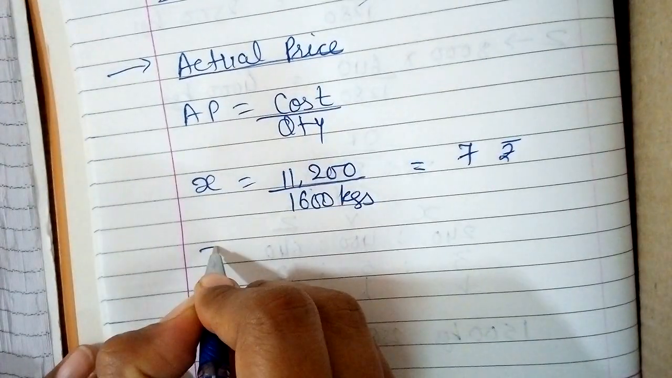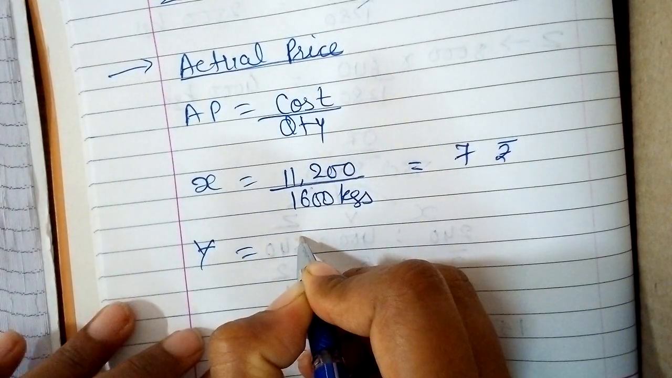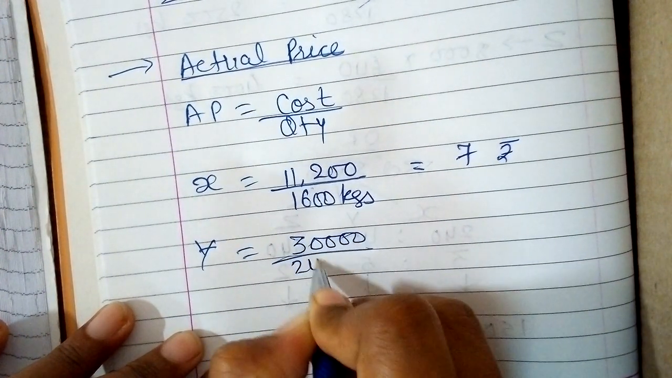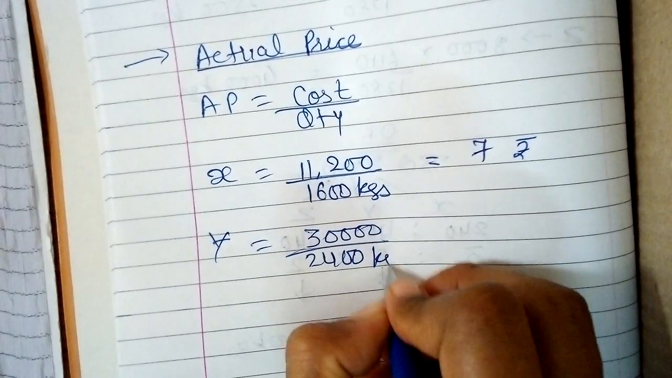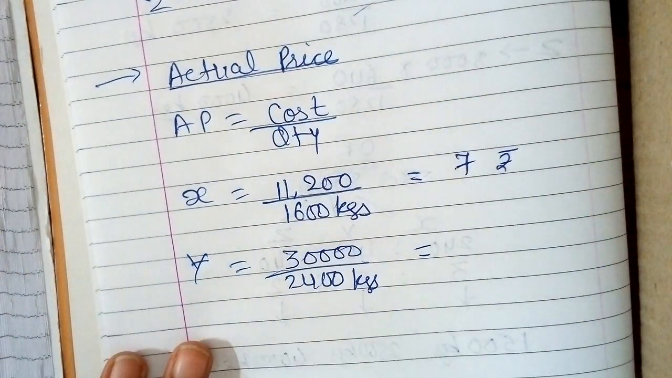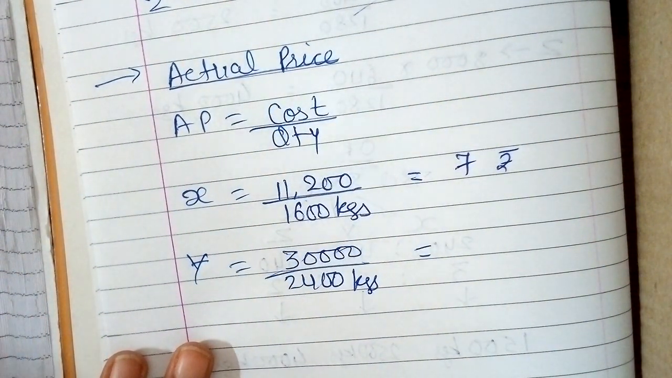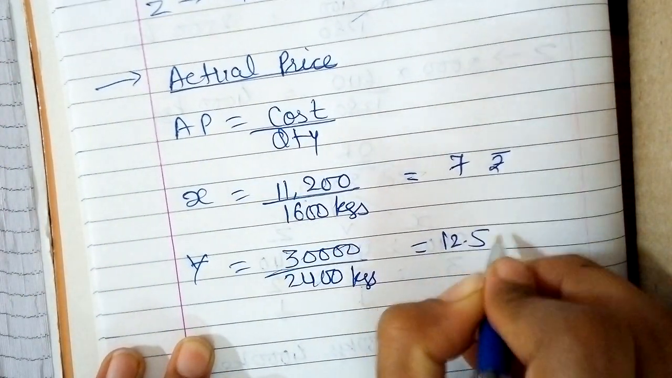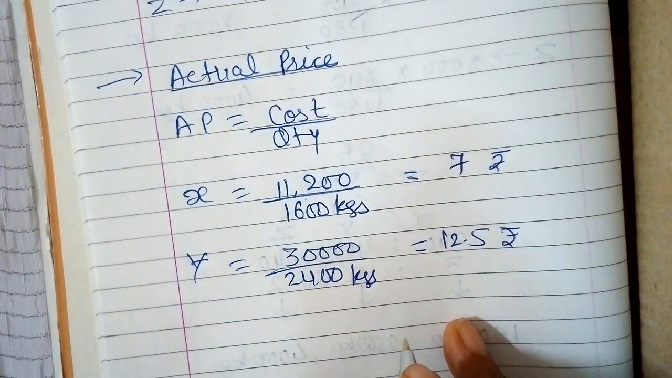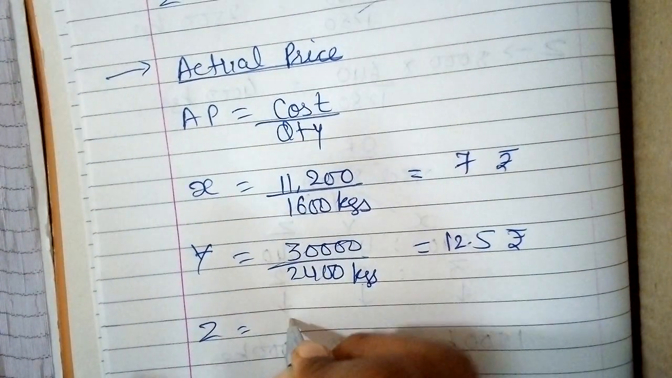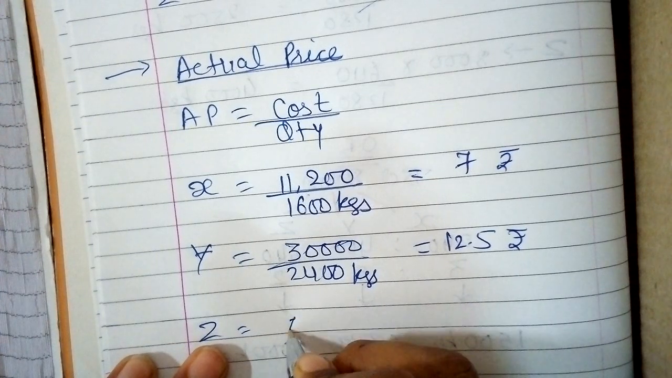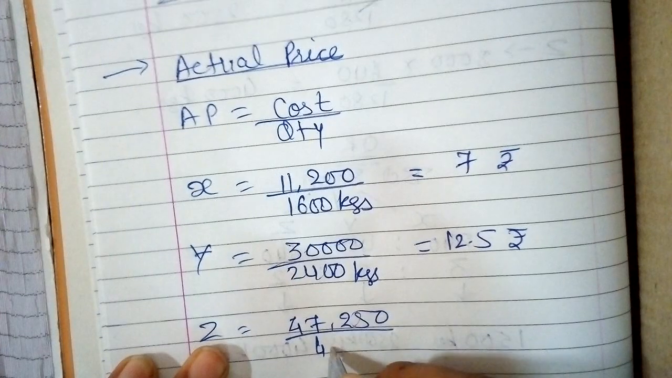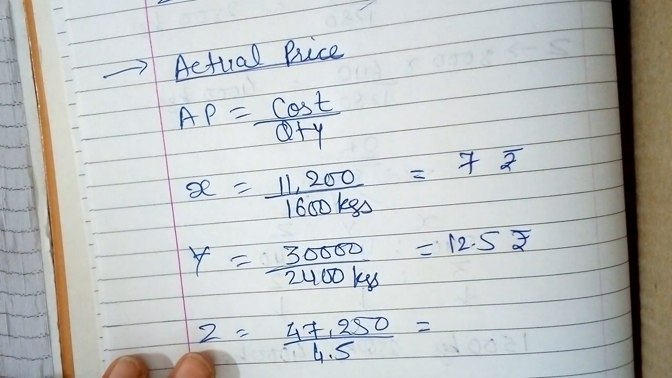Okay. Likewise for Y, cost is 30,000 and quantity is 2,400 kilograms. So 30,000 divided by 2,400, the actual price of Y is 12.5. And for Z it is 47,250 divided by 4.5.